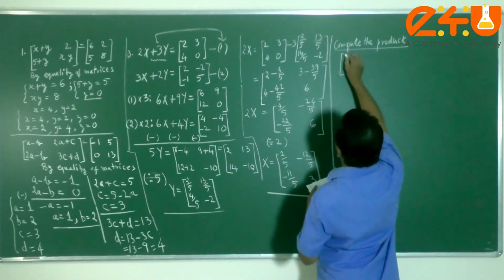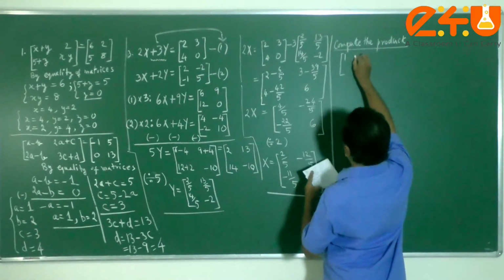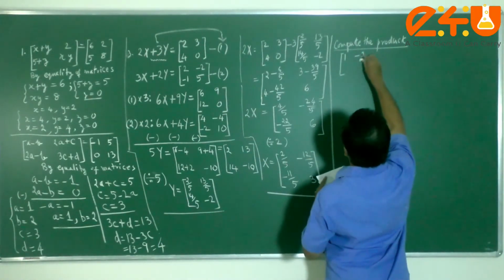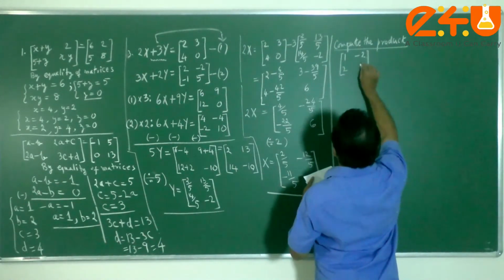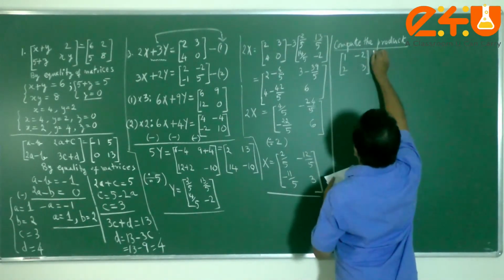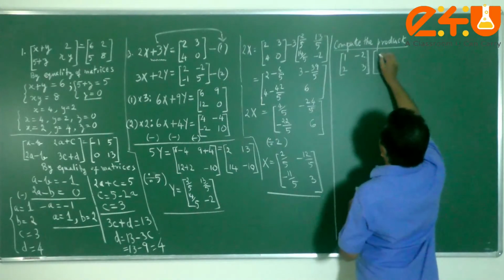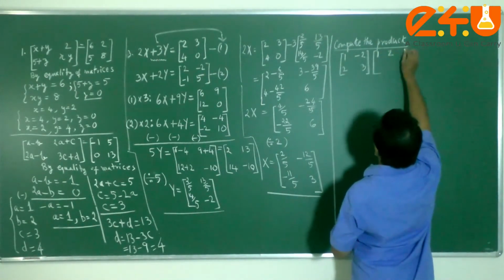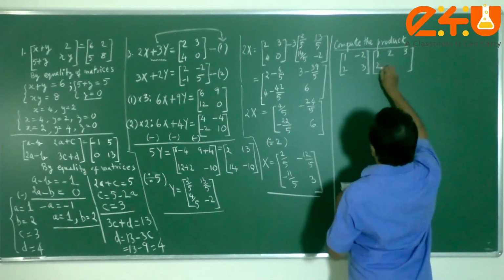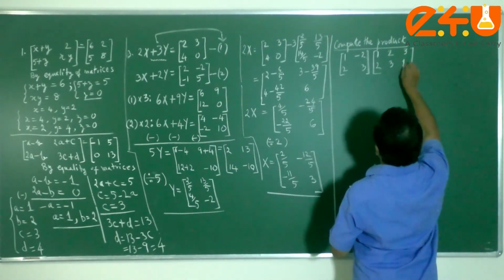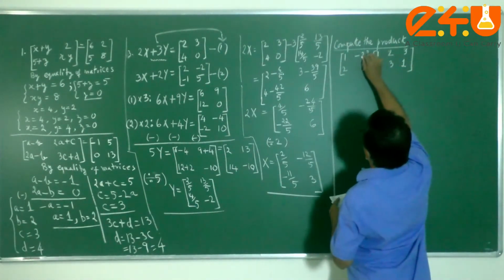First matrix is a 2 by 2 matrix, which is 1 and minus 2 in row 1. In second row it is 2 and 3, multiplied by 1, 2, 3 in row 1, 2, 3, 1 in row 2.